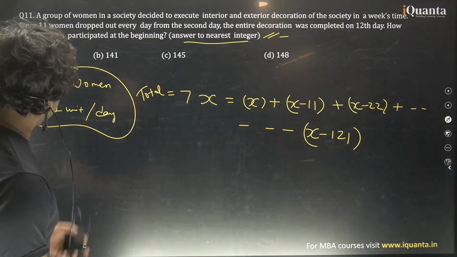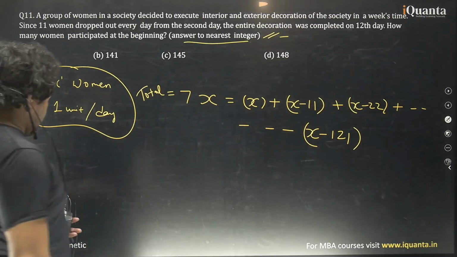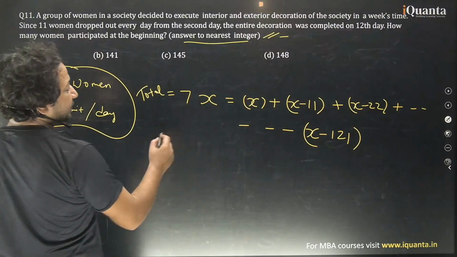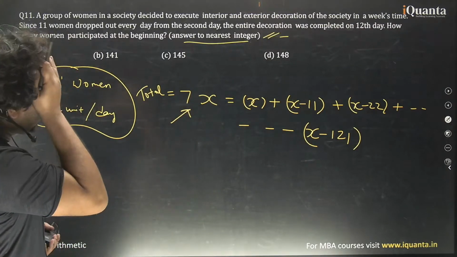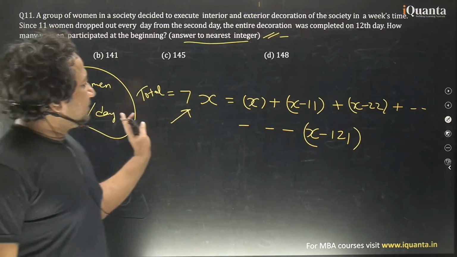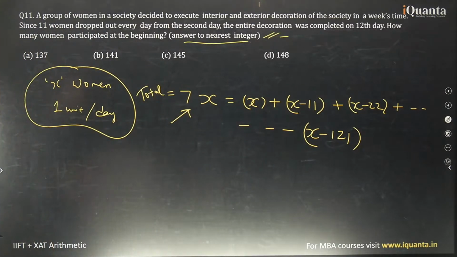Look at this equation. I was saying let there be X women and one woman is doing 1 unit of work per day. Total work can be considered as 7x because it was supposed to be done in a week. A week has 7 days. And this can be equated to this, isn't it? X plus x minus 11 plus x minus 22. And I'm saying that there are 12 days in total. And from the second day, I am reducing it by multiples of 11, 11, 22, and so on.